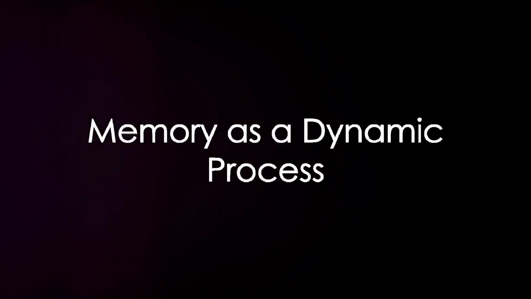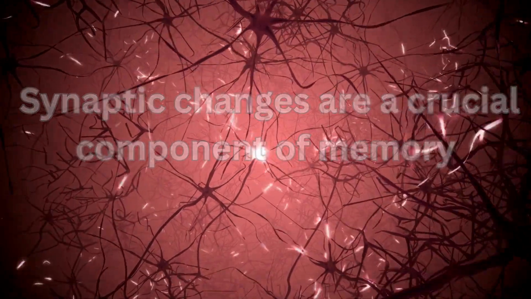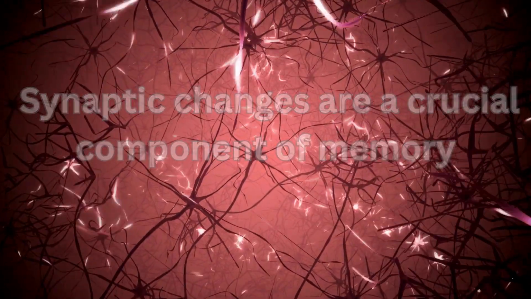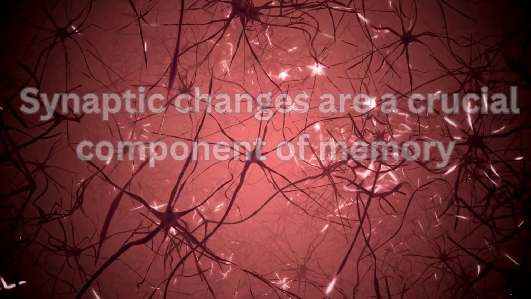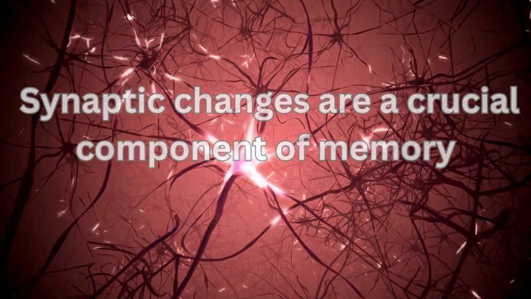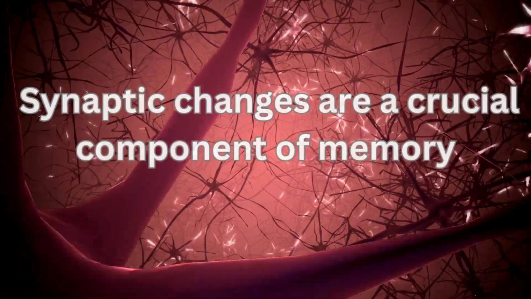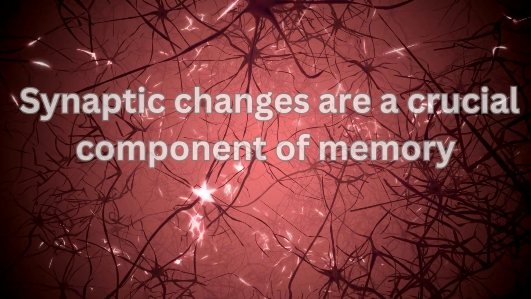So to summarize, memory is not a static entity stored in a particular corner of your brain. It's a dynamic process that involves the continual change and strengthening of synaptic connections between neurons. It's how your brain encodes, stores, and retrieves information. Every memory you have is a testament to your brain's remarkable ability to change and adapt.